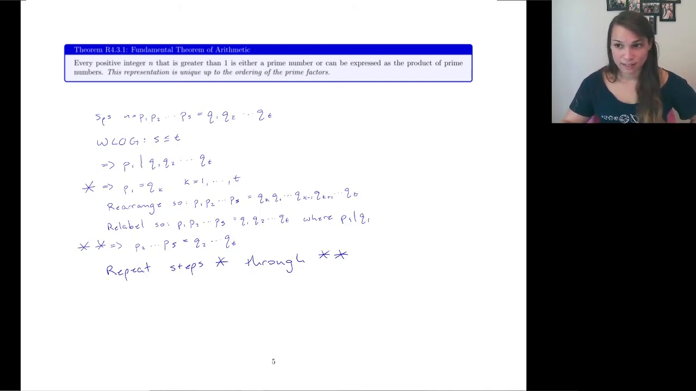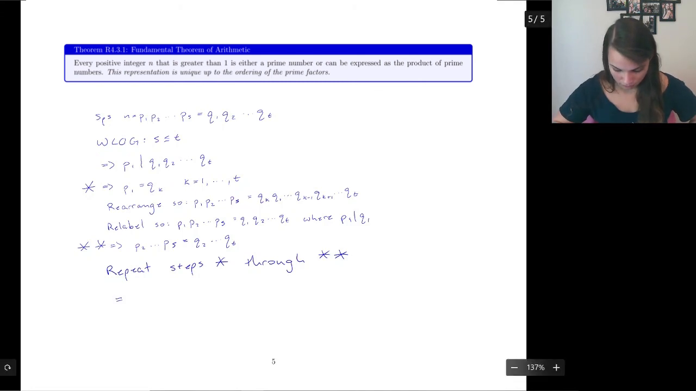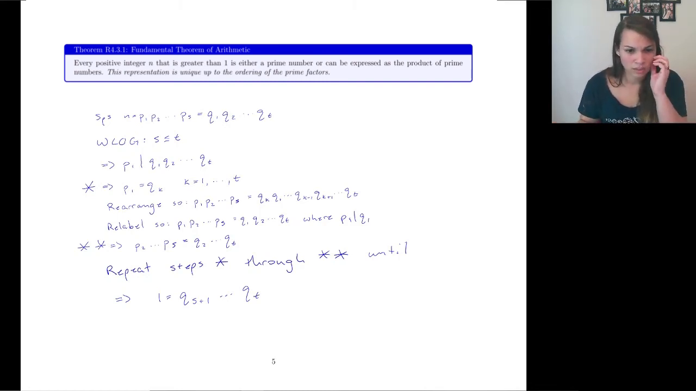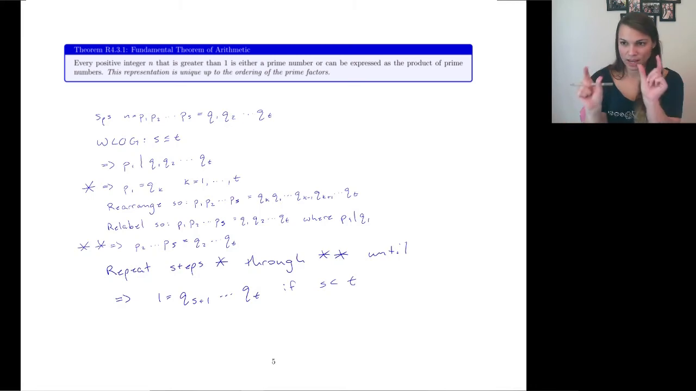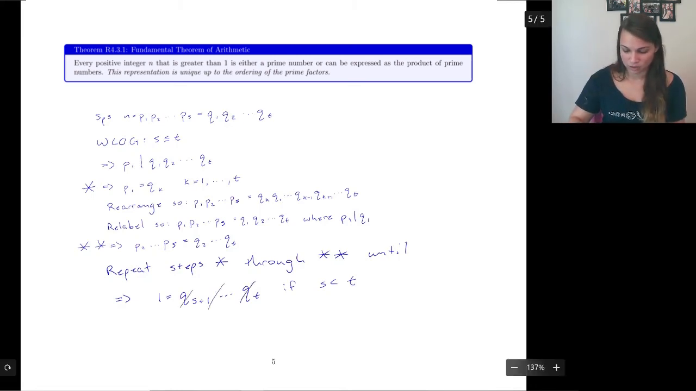So since S is less than or equal to T, we're going to be able to repeat this until we get 1 is equal to Q, S plus 1, through Qt, because we'll have canceled out everything else. But this expression only works if S is strictly less than T. If S was equal to T, then we would have had the same number on each side, and we would have canceled out all the Q's as well.